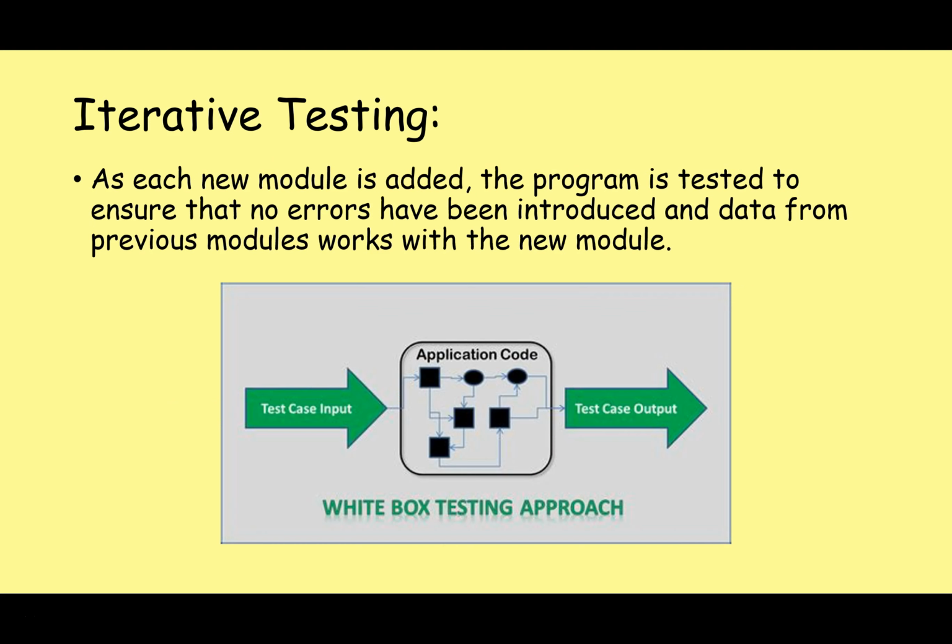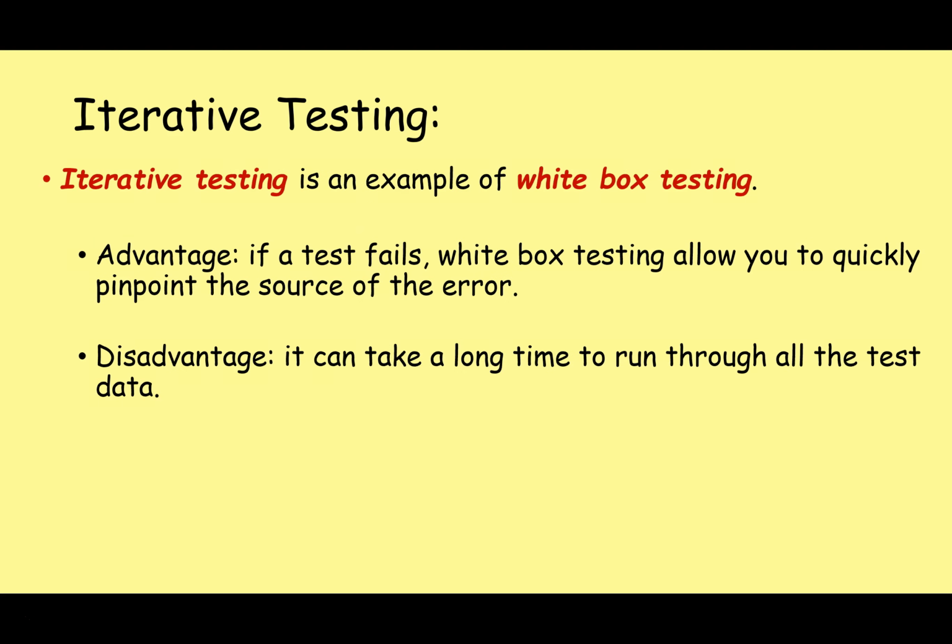As each new module is added, the program is tested to ensure that no errors have been introduced and data from previous modules works with the new module. This is why we've referred to it as a form of whitebox testing, because you actually have to understand and look at each part of the code. And all these need to be tested to make sure that they work and that they work in conjunction with all the other modules of code that you've created. Again, iterative testing is an example of whitebox testing.